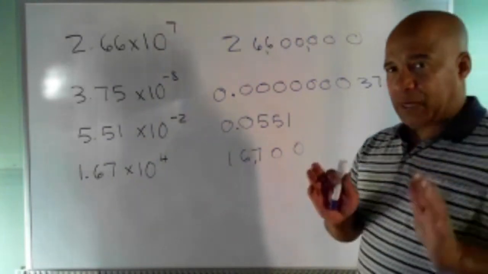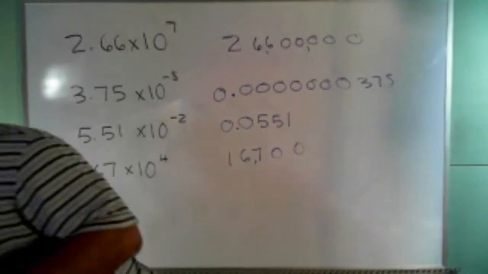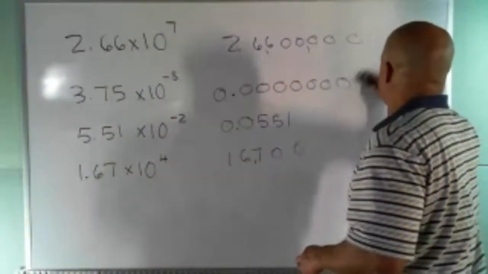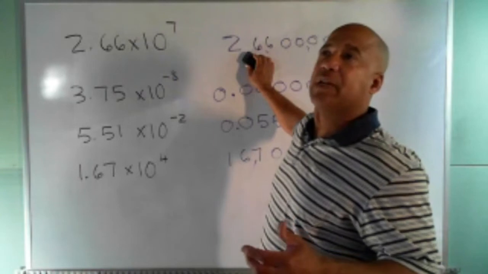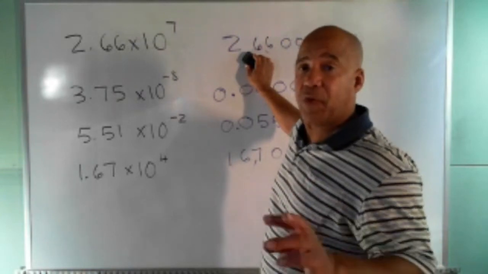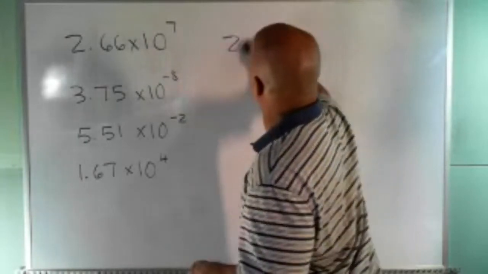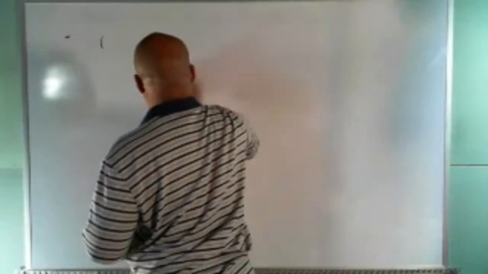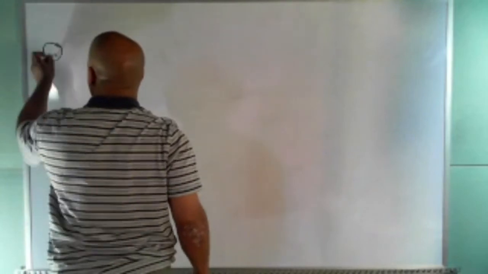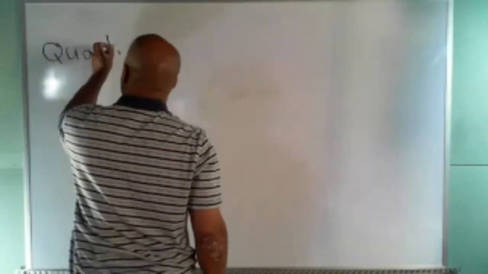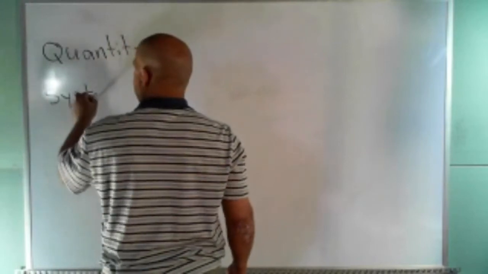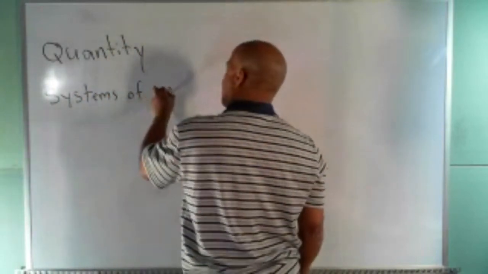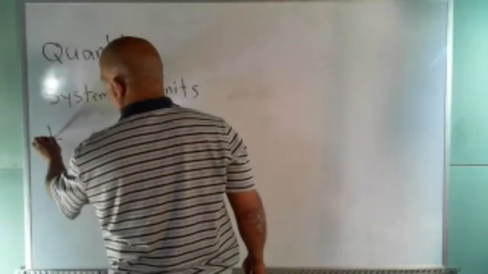Now, what we're going to talk about now really applies directly to our class. So you have to be good at what we're going to do next. I want to talk about something called engineering notation. Engineering notation is a subset of scientific notation. But before I do that, I have to talk about three other topics. I want to talk about something called a quantity, and I want to talk about systems of units, and then we'll talk about engineering notation.